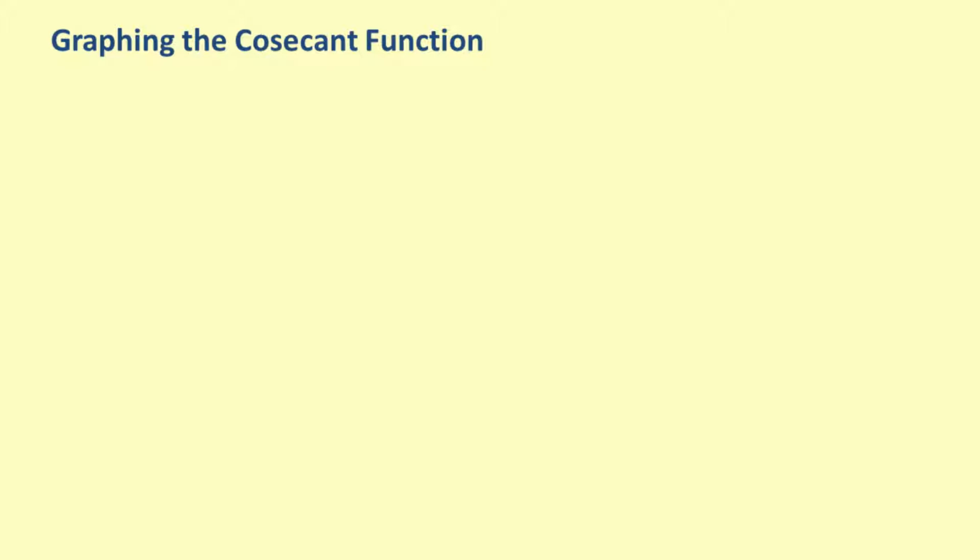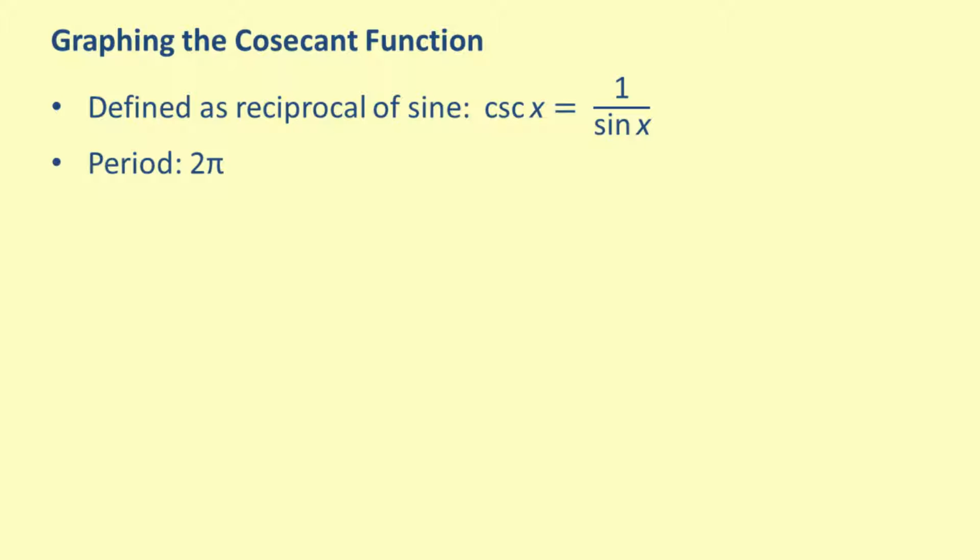In this video, we will discuss the cosecant function and particularly how to graph cosecant functions. The cosecant function is the reciprocal of the sine function, written as the fraction 1 over sine of x. Like sine, cosecant has a period of 2 pi.